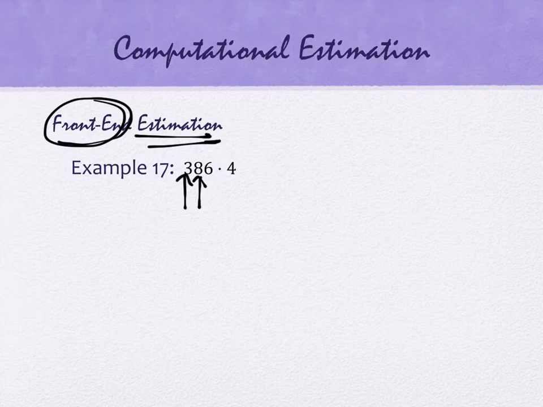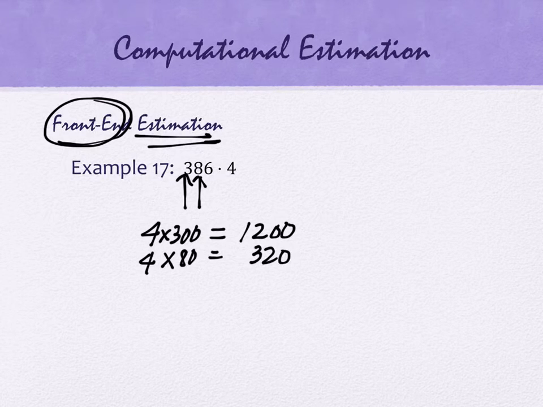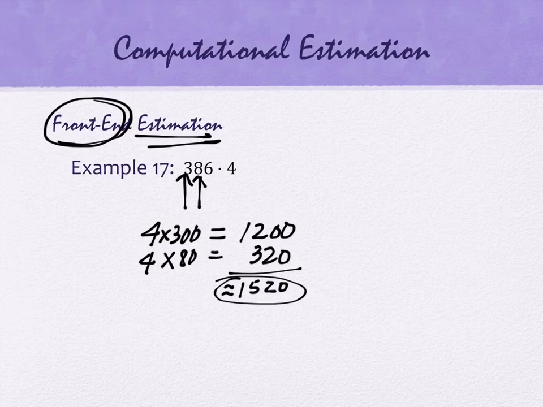So this would be 4 times 3, 300, which gives me what? 1,200. We would have 4 times the 8, which is 80, which gives me 320, and then we add those together, which gives us 1,520 as an estimate. So this is approximately 1,520 using front-end multiplication with estimation. So front-end estimation. It's just the first two. No matter how many digits are there to start with, just the first two.